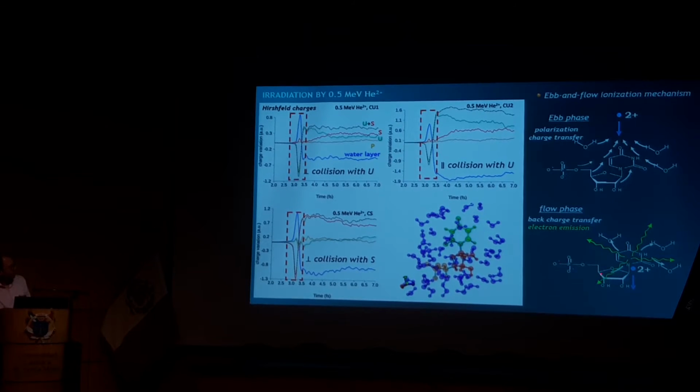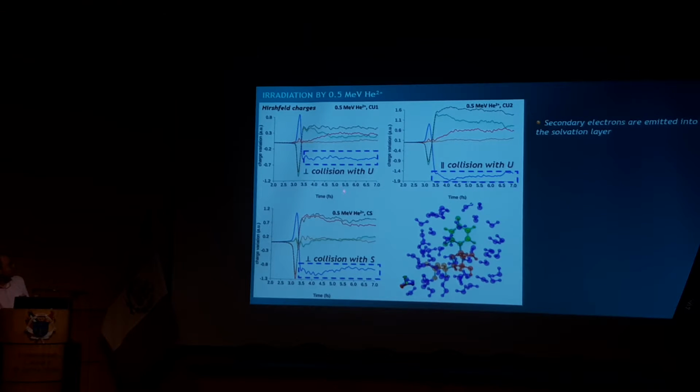And immediately after, a few tens of attoseconds after the collision, the electrons that were accumulated on the base flow back on the water shell and on the sugar. So you see that just after the collision it goes back. And also you have emission of electrons, because you see that the charge on the base is going up, it's not going back to 0 anymore, which means that we have emission of electrons.